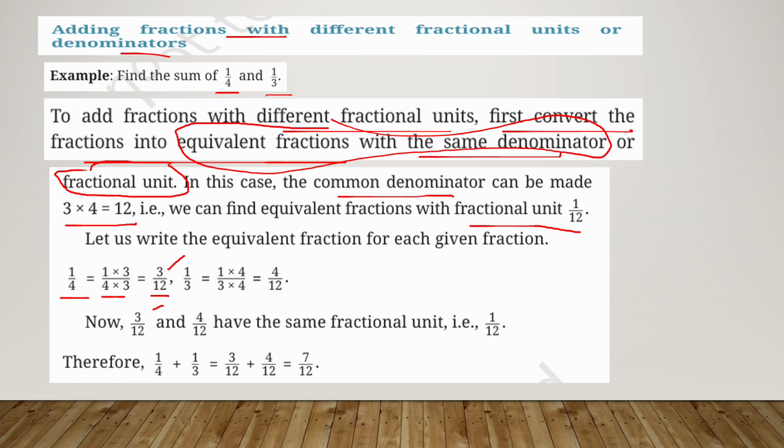Similarly, you have to convert fraction 1 by 3 into an equivalent fraction with the denominator 12. So, you have to multiply both numerator and denominator by 4. 1 into 4 is 4, 3 into 4 is 12. Now, 3 by 12 and 4 by 12 have the same fractional unit 1 by 12. Therefore, 1 by 4 plus 1 by 3 is equal to 3 by 12 plus 4 by 12. What is 3 by 12 plus 4 by 12? See, what is 3 plus 4? You have to add the numerators. 3 plus 4 is 7. Then the denominator is the same, 12.